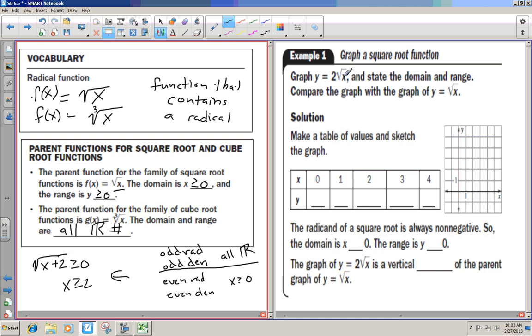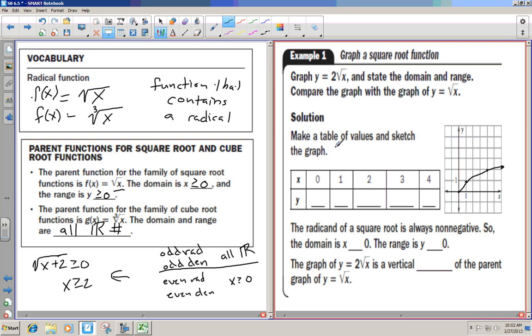So let's look at the table. Graph y equals 2 square root of x and state the domain and range. Compare the graph with the graph of y equals square root of x. So y equals the square root of x has a point at the origin, goes through here, and then goes through here. So it looks like something like that. You could graph this on your calculator if you'd like.